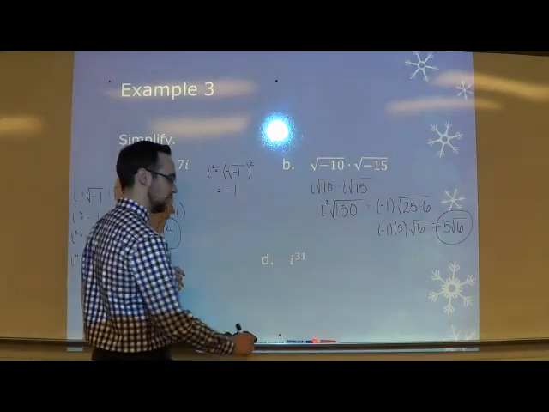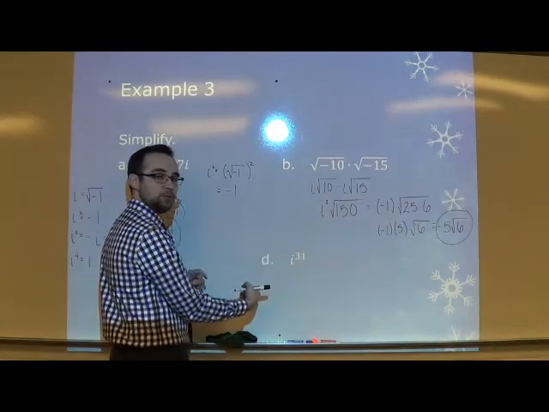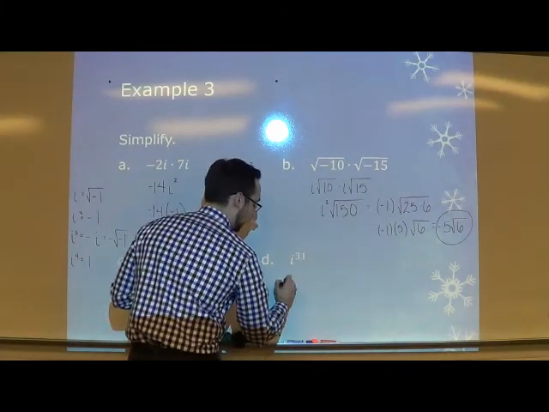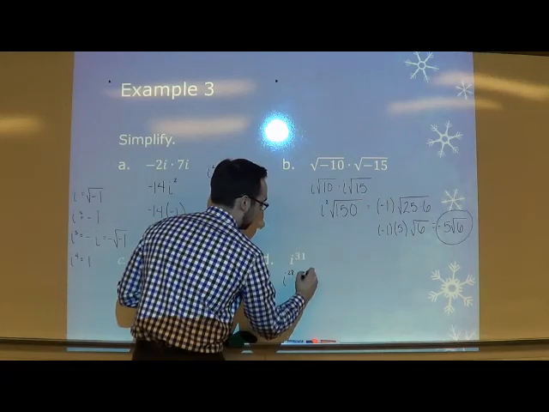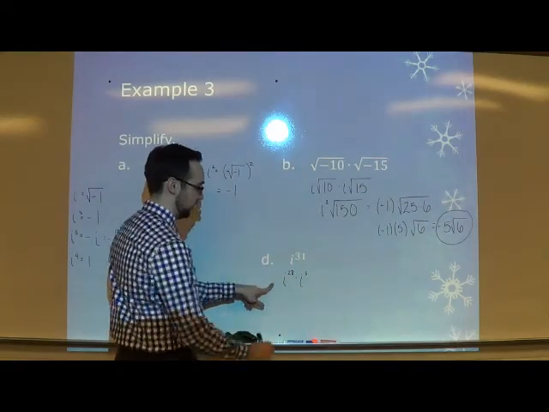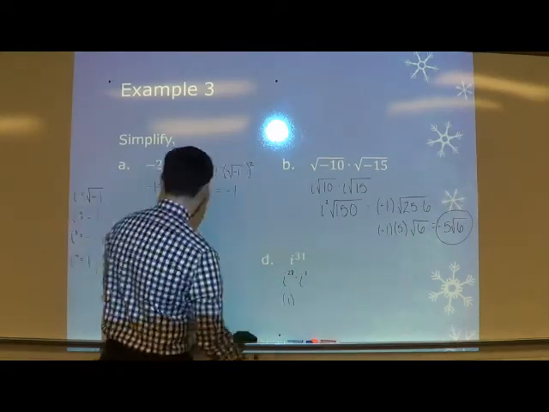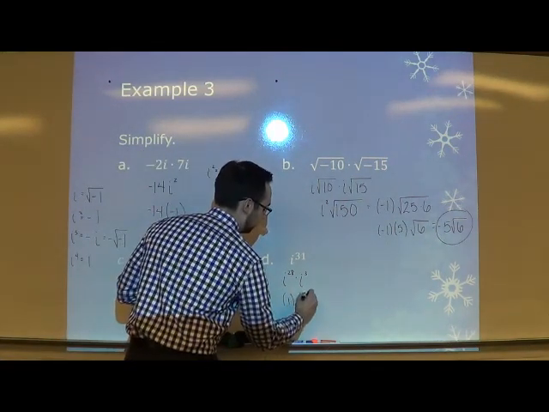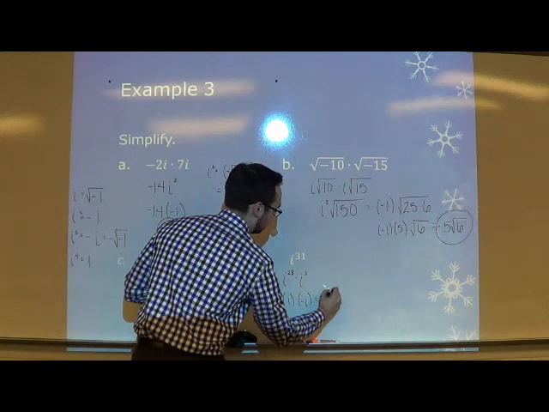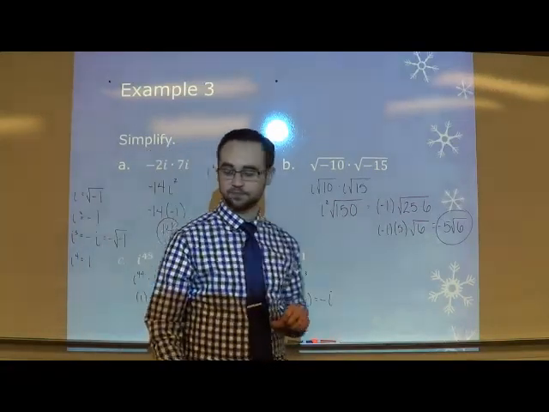However, here, the multiple of 4 that's less than 31 is 28. So I have I to the 28th. Well, how many do I have left? I have 3 of them left. This is 1. Well, I cubed is -I. So we're left with just -I.